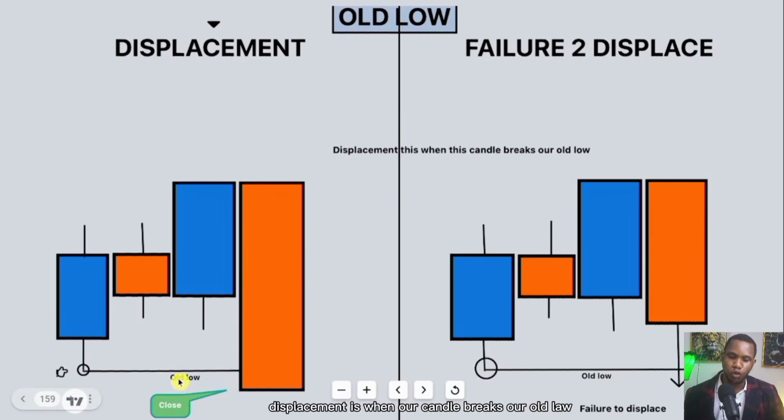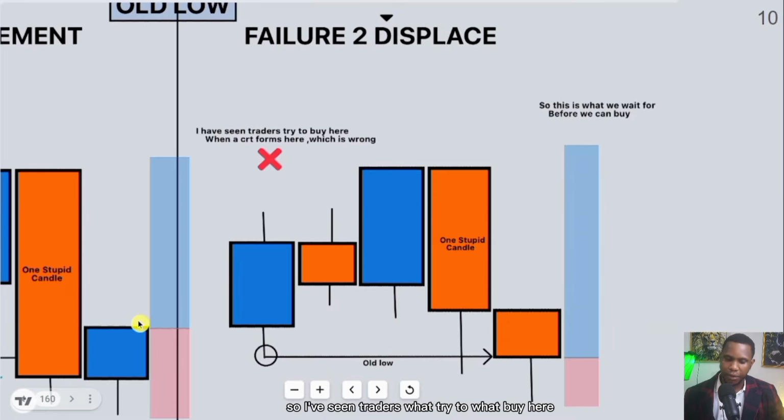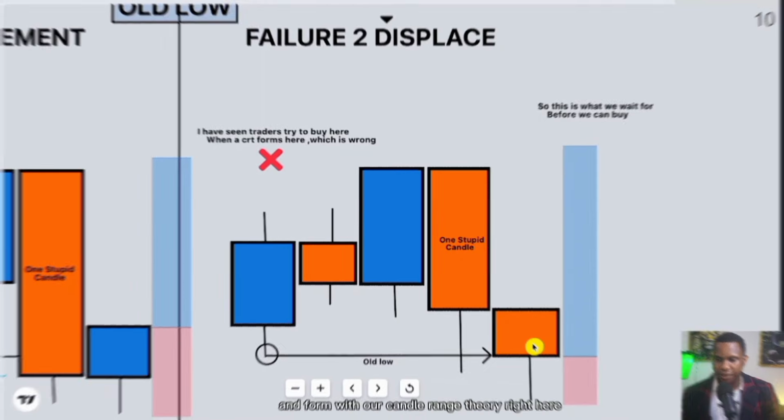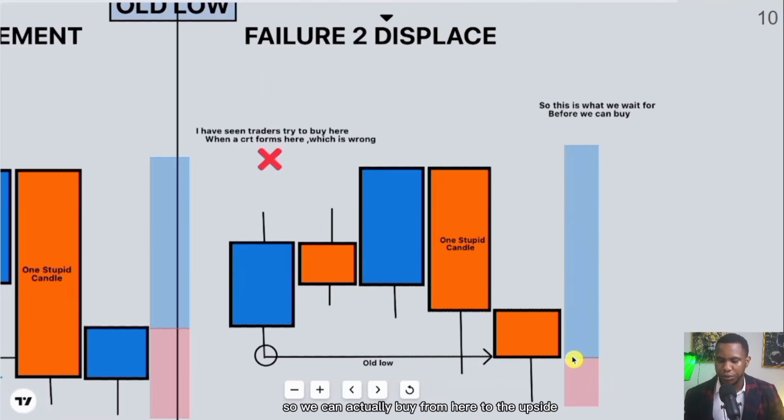Displacement is when our candle breaks our old low. So I've seen traders try to buy here, which is wrong. In our failure to displace, can you see how the market rejected off this old low and came out forward of our candle range theory right here? So we can actually buy from here to the upside.